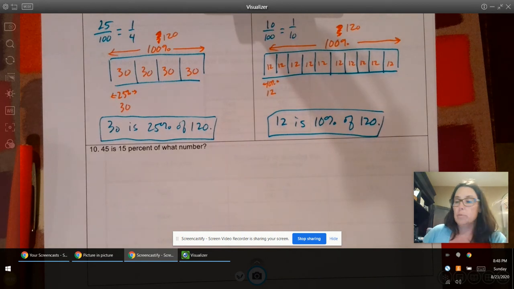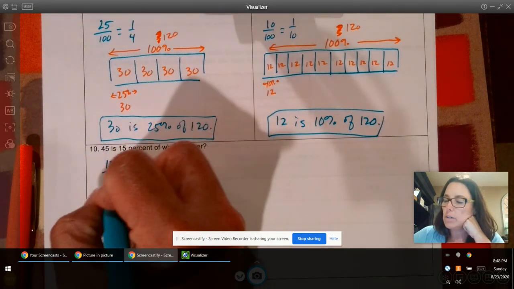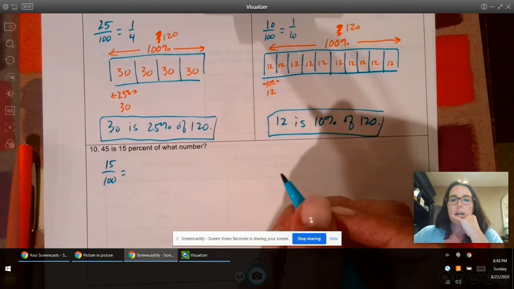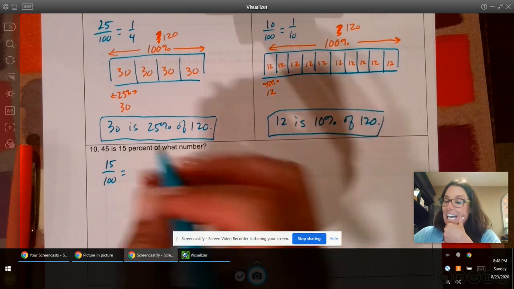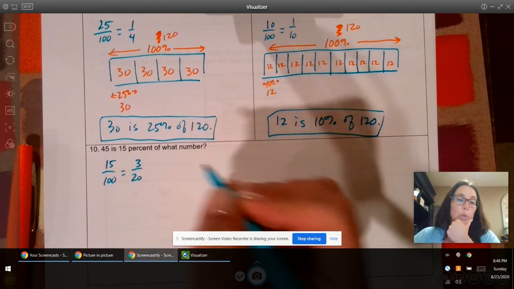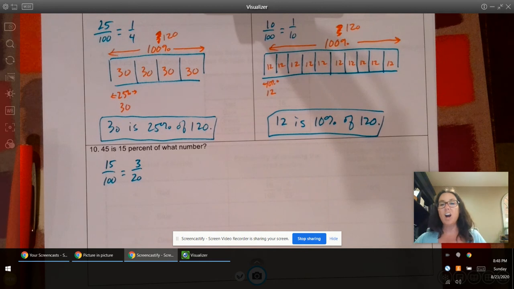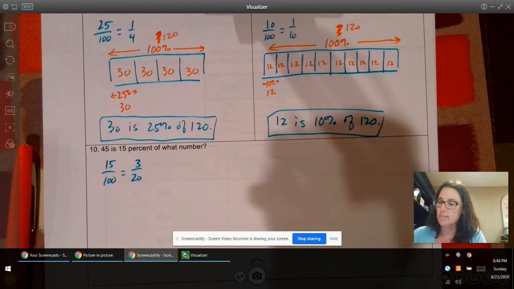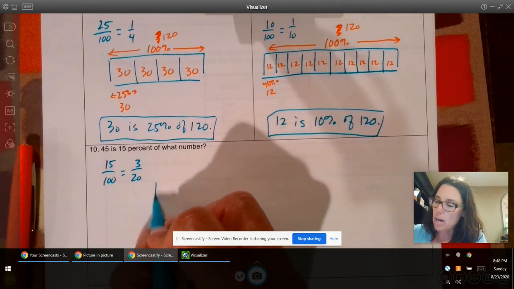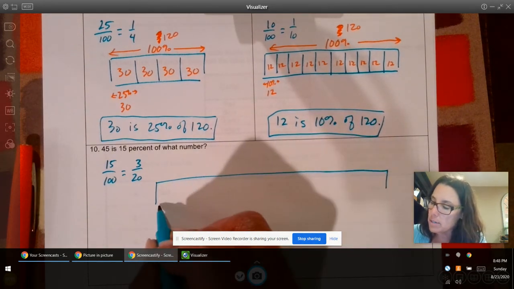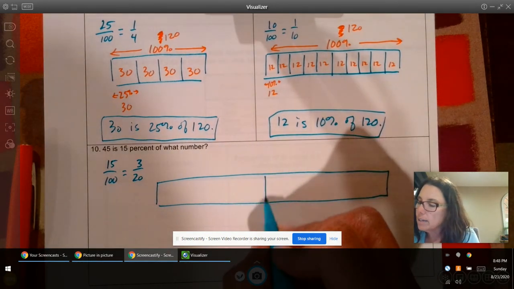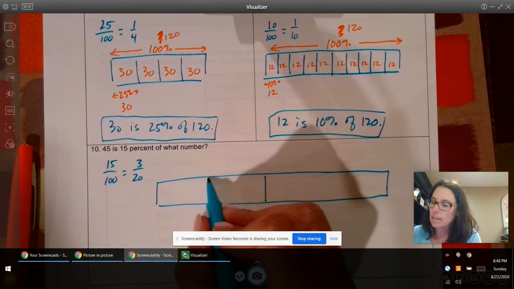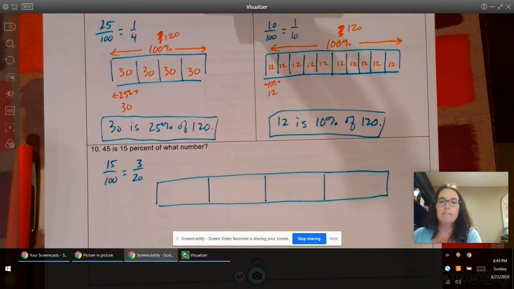All right, we're given the percent. Let's start with it over 100. The reason why it's ugly is this is only divisible by 5. Ew, 3/20ths. So our box has 20 parts. Our big old box has 20 parts. Okay, so again, 10 and 10, 5, 5, 5, 5, 5.